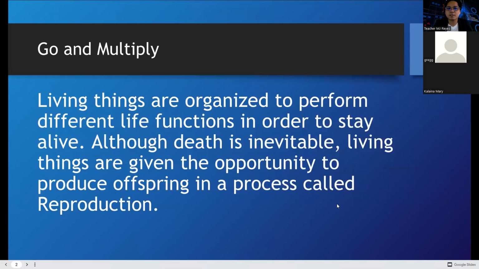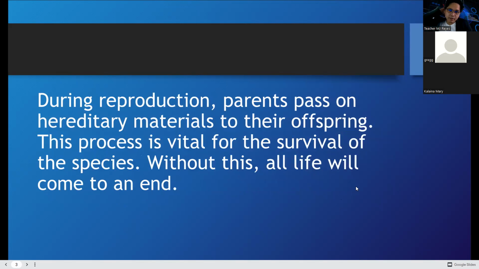Go and multiply. Living things are organized to perform different life functions in order to stay alive. Although death is inevitable, living things are given the opportunity to produce offspring in the process called reproduction. During reproduction, parents pass on hereditary materials to their offspring. This process is vital for the survival of the species. Without this, all life will come to an end. Because this is the continuation of the species.